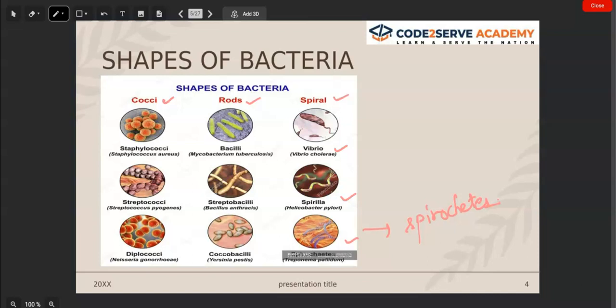Staphylococci, the first one is Staphylococcus aureus, this particular type of bacteria causes skin problems, like acne. Okay, Streptococcus pyogenes is mostly involved in various types of skin infections, and Neisseria gonorrhoeae is responsible for causing gonorrhea.